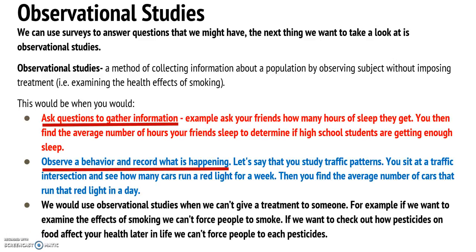And the final thing that we would use it for is when we can't give a treatment to someone. For example, if we want to examine the effects of smoking, we're not going to force people to smoke. They've already smoked or not smoked, and then we're going to take a look at their health. Or if we want to see how pesticides in food affect your health, we can't force people to eat pesticides. We can just see what type of pesticides they've consumed in the past and what their health looks like right now.